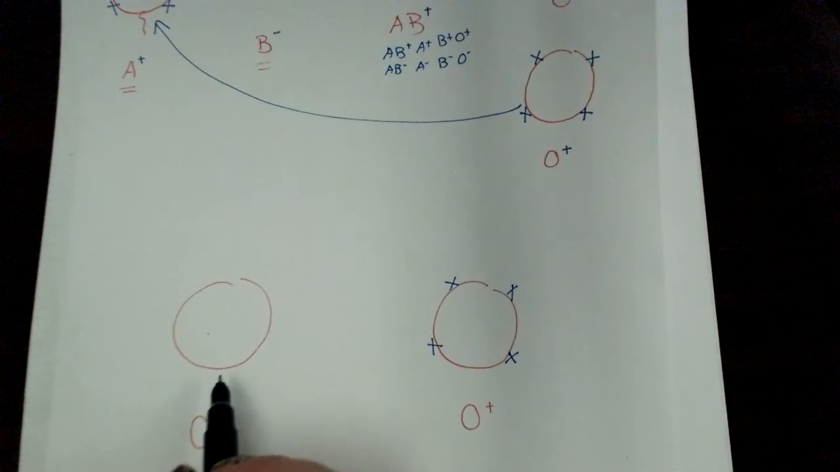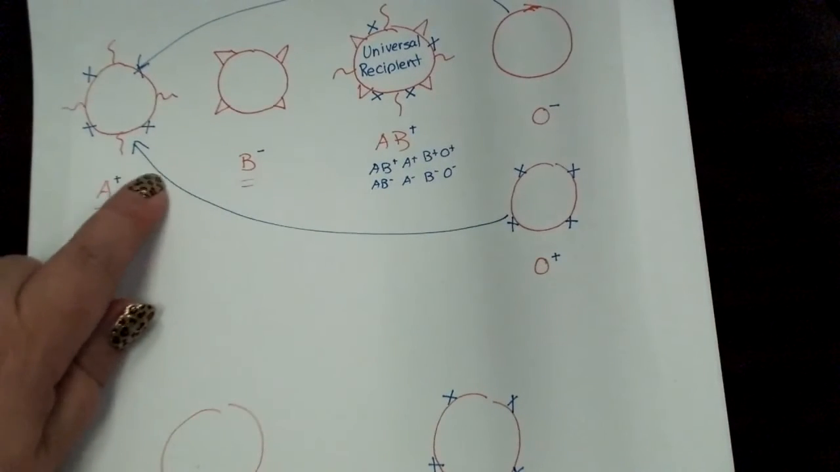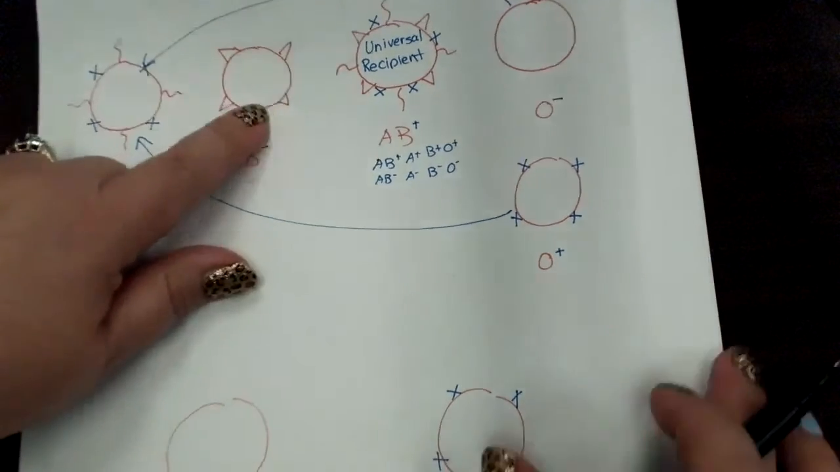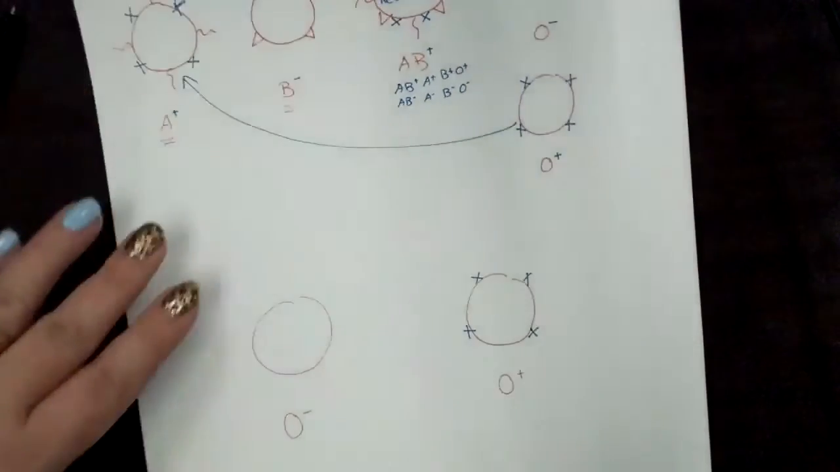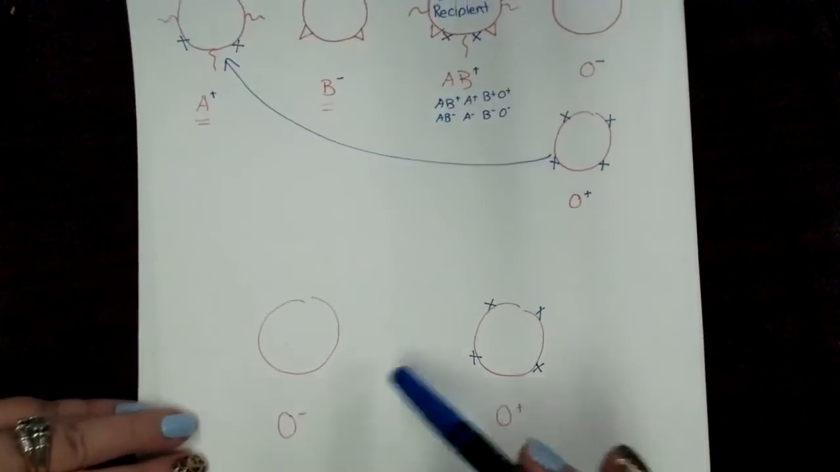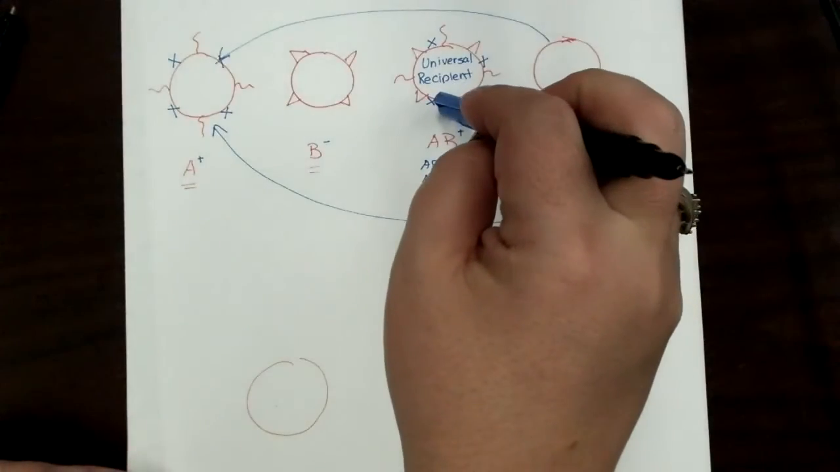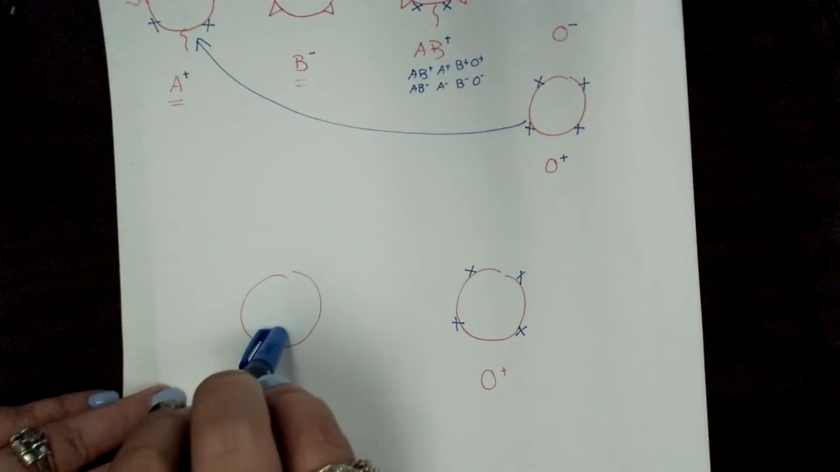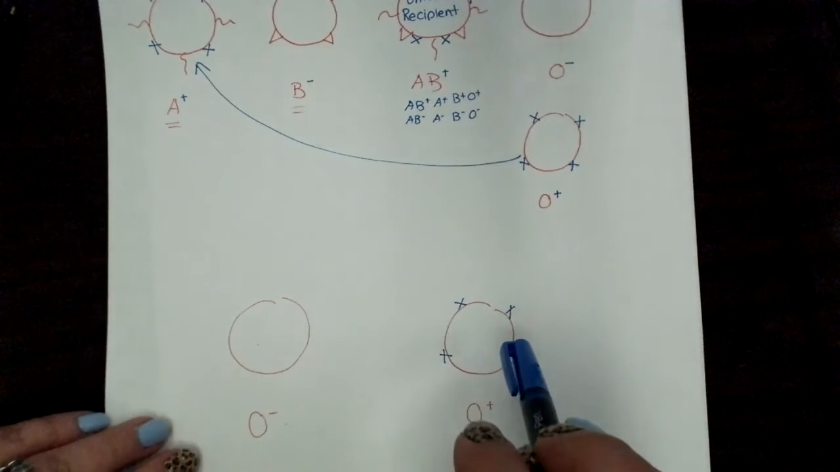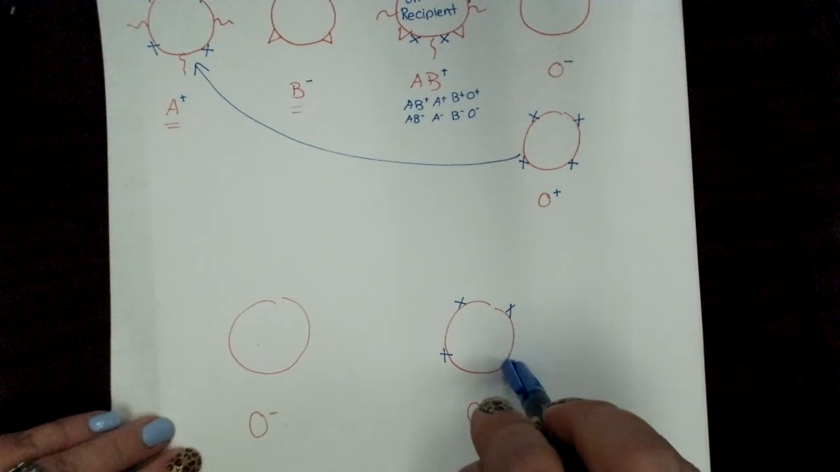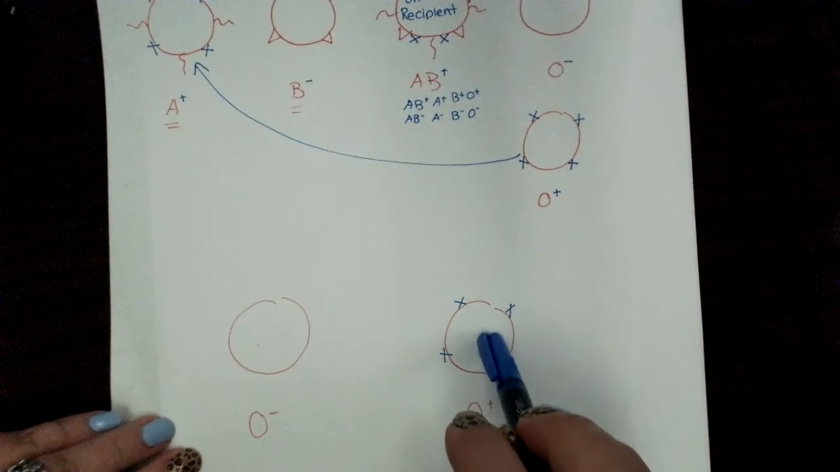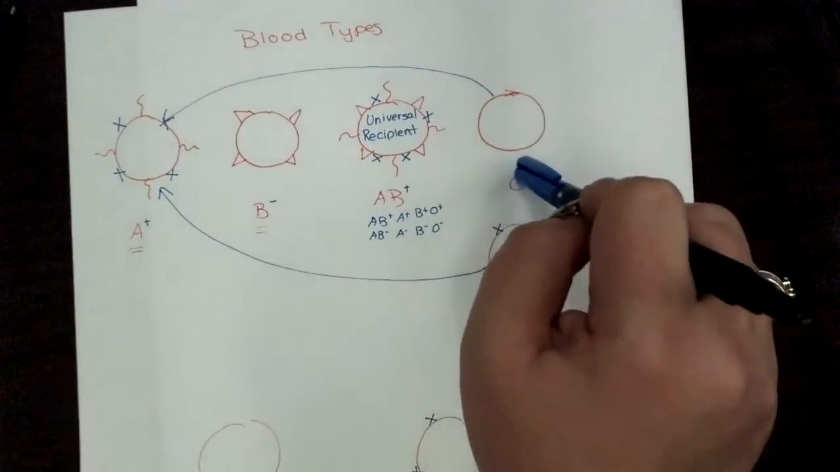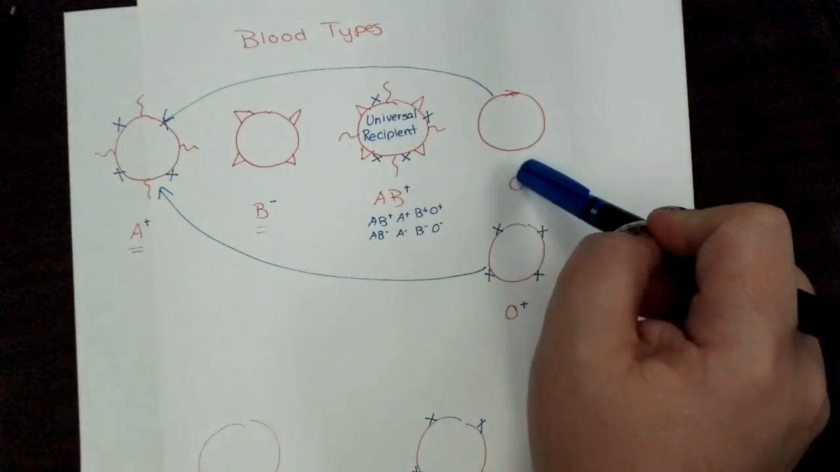Okay, so can O negative receive from A? No. Can O negative receive from B? Nope. Can O negative receive from AB? Nope. Can O negative receive from O positive? Nope. Only one time, which we'll talk about in a minute. So O negative can only receive from O negative safely every time.